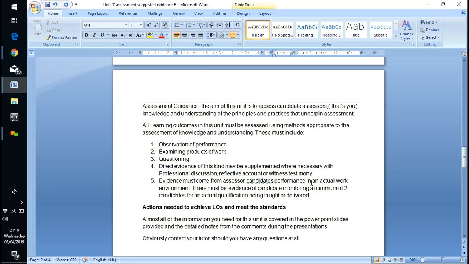So there must be evidence of a candidate monitoring a minimum of 2 candidates or 2 learners for an actual qualification that's being taught and delivered. So that means you use documentation that you already have and use, yeah? And then you can refer to that, because a lot of this will then cover Unit 3. Unit 3, this is about the knowledge and understanding. Unit 3 is all about the practical assessment, so that you've done the assessment with a couple of candidates.